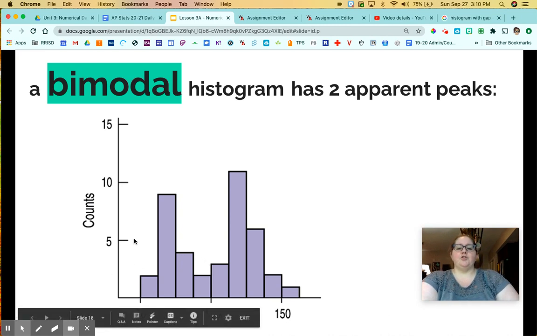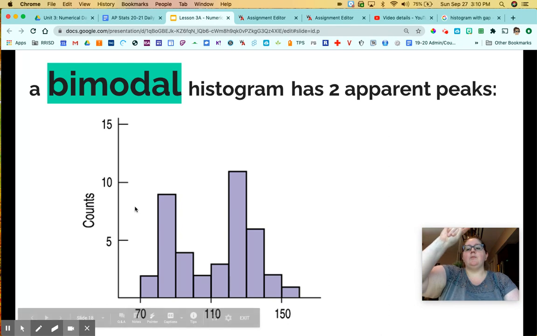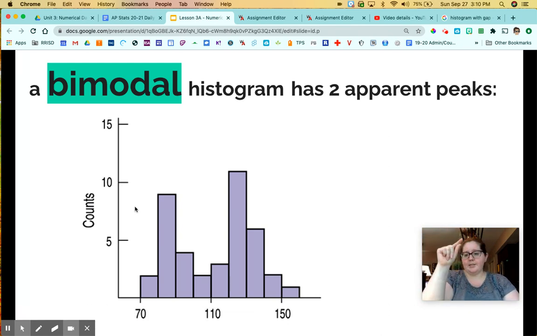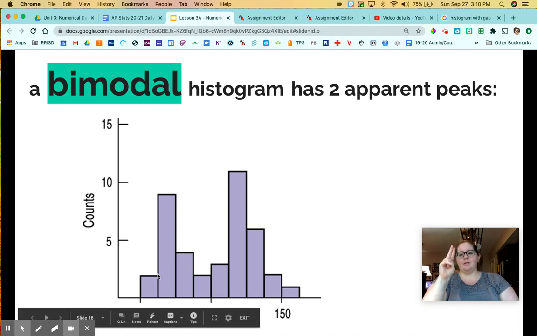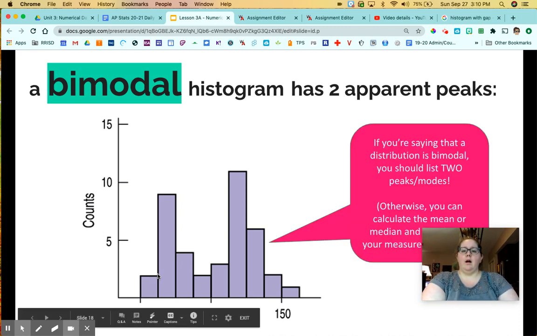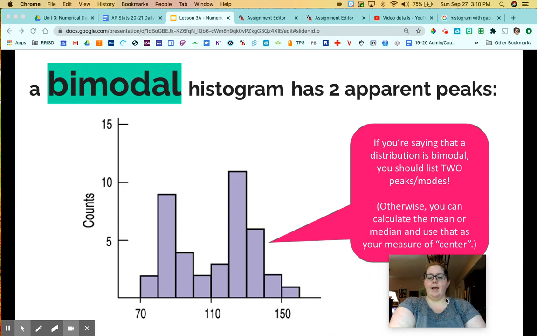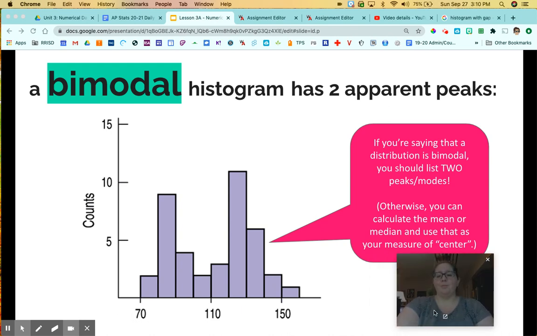Think about if you were to draw your finger over the shape of the graph really quickly, would you dip down in the middle or no? If you're not going to dip down in the middle, that's not bimodal. Those two bars would technically be the same mode. Another thing to keep in mind, if you are going to call a distribution bimodal, you should be listing two peaks or modes. So center is about telling me where's the peak or mode in the graph. Is it unimodal or bimodal? If you're saying it's bimodal, you should be telling me two modes.